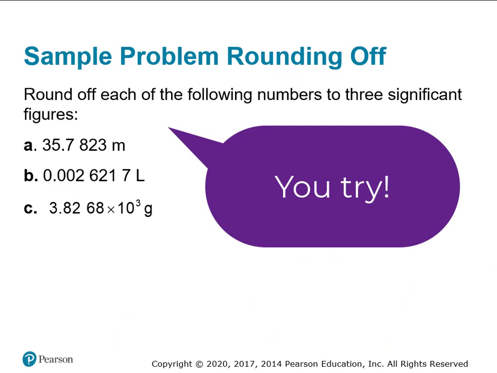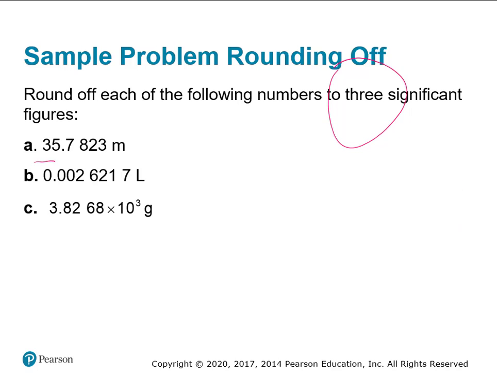Why don't you try these 3 example problems to round off to 3 significant figures? So pause the video. Let's see how you did. 3, 1, 2, 3. I'm going to draw a line up to the 7. That 8 will round that 7 up. So 35.8 meters.